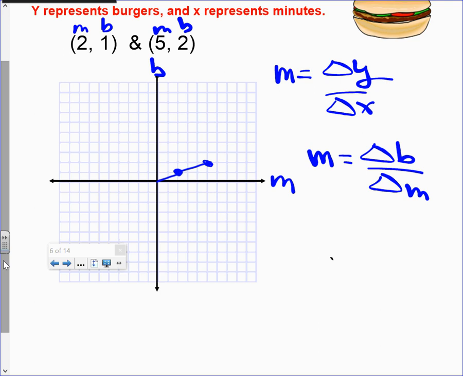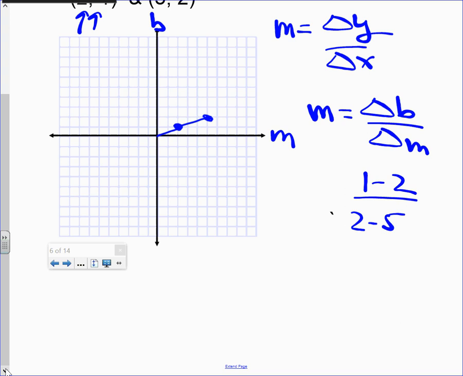Delta Burgers. I'll use this ordered pair first. Okay, so the Delta Burgers is going to be 1 minus 2. The Delta Minutes, so again, I got to use this ordered pair first since I used that one for the Delta Burgers. The Delta Minutes is 2 minus 5. Okay, burgers, minutes. Let's simplify. Here we go. 1 minus 2 is a negative 1. 2 minus 5 is a negative 3.